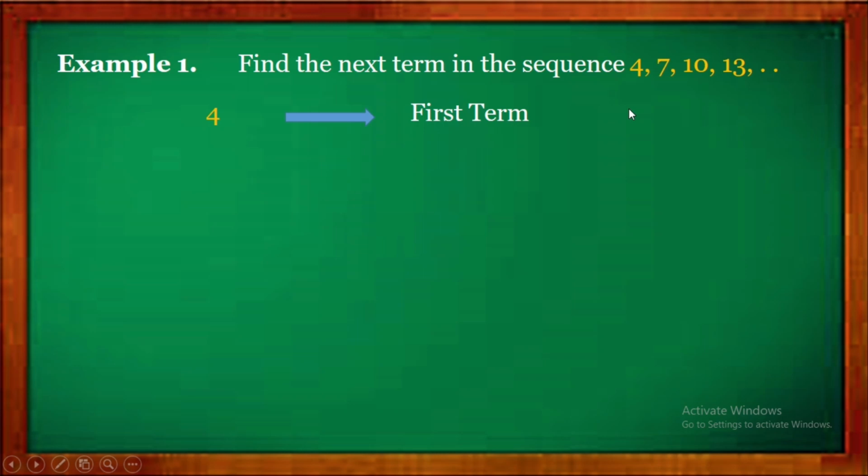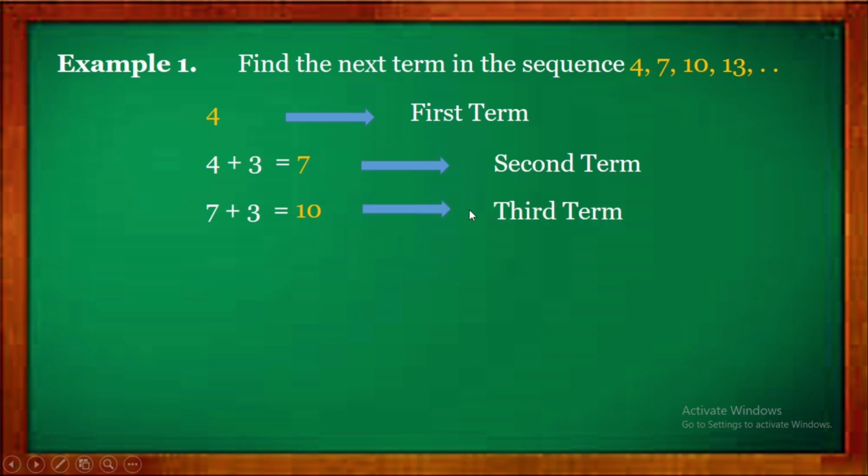If we apply it by just assuming that it is the pattern used in this sequence, we will have this one. 4 plus 3 equals 7, and 7 is our second term as stated here in our sequence. If we continue this pattern, the second term which is 7 added to 3 is 10, and 10 is our third term. After that, our third term plus 3 again is 13. And 13 is our fourth term.